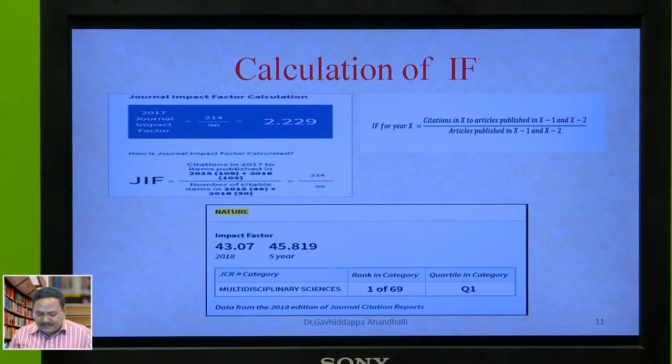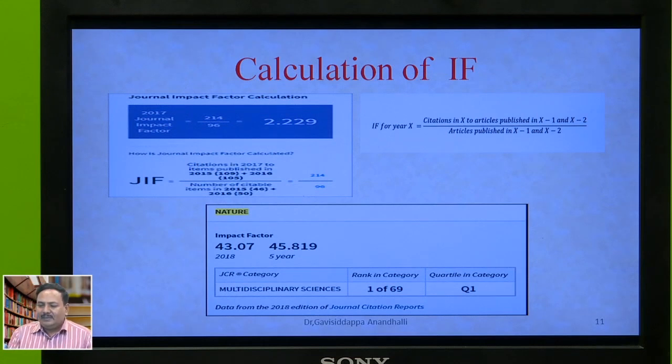So let us see how the calculation of impact factor can be done. It is very simple. From the calculation point of view, the impact factor is very easy. As I told, it is the relation between two indicators. Number one is the number of citations received by the journal, divided by the number of articles published in the last 2 previous years.